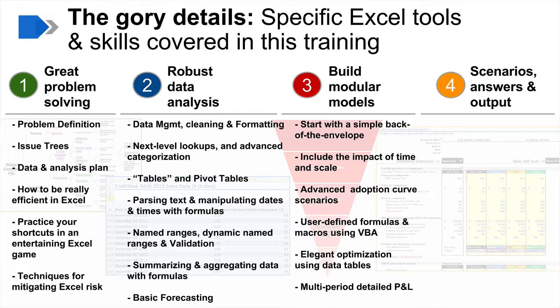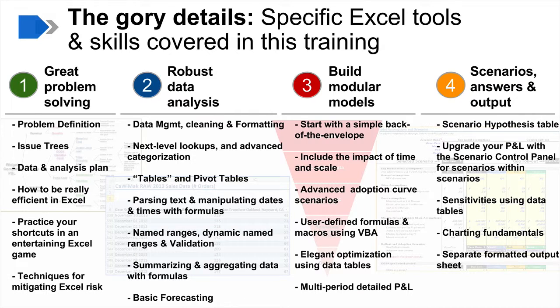And finally, we'll end up with some optimization tricks using data tables and expand the back-of-the-envelope model to a full multi-period P&L in the process. Finally, we'll look at how to develop sets of scenarios, and then how to upgrade your P&L with a scenario control panel. We'll assess the sensitivities of some of your key variables, we'll add all the basic charting fundamentals needed to present your data, and we'll look at how to centralize and format that data on a single output sheet.